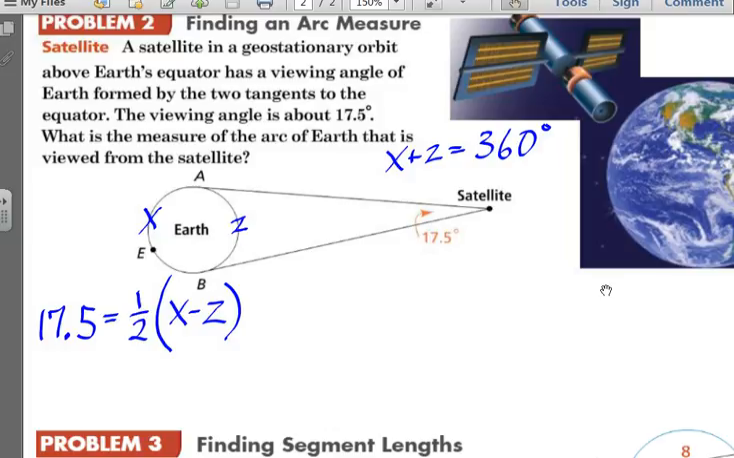And then, if it was 180 degrees, the difference between the arcs would be 0. So then half of the difference between the arcs, half of 0, would be 0. This angle would be 0. So, using this system, I can solve for either the x or the z. It doesn't really matter. Let's just solve for x because it's written first. So that'd be 360 minus the z.